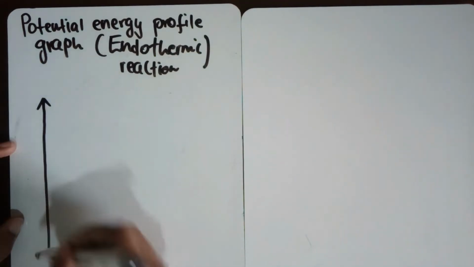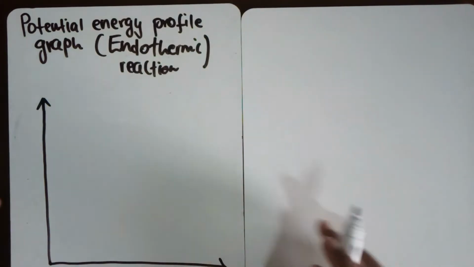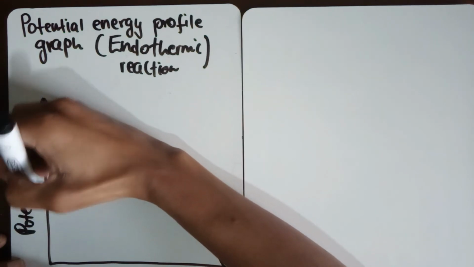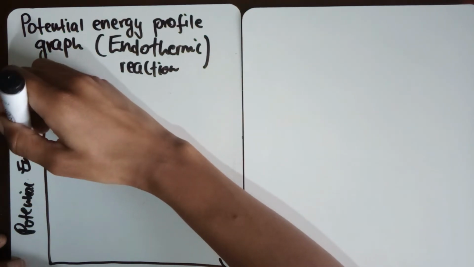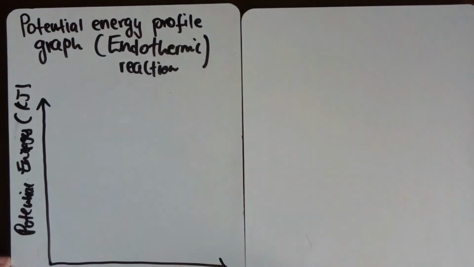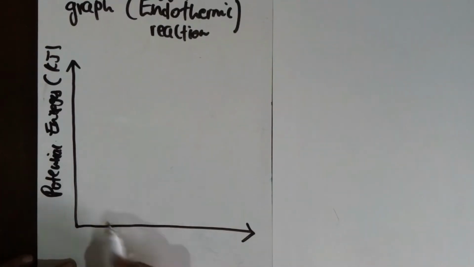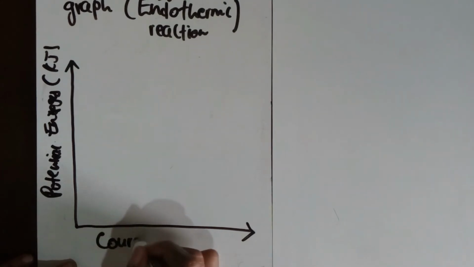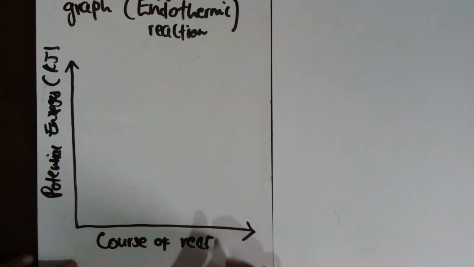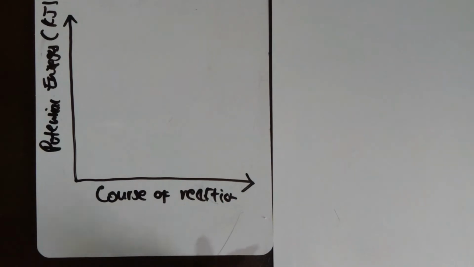So you're going to draw both your x and y axis right there, and then on your y axis you will have potential energy, and it's measured in kilojoules. And then on your x-axis you have the course of reaction.